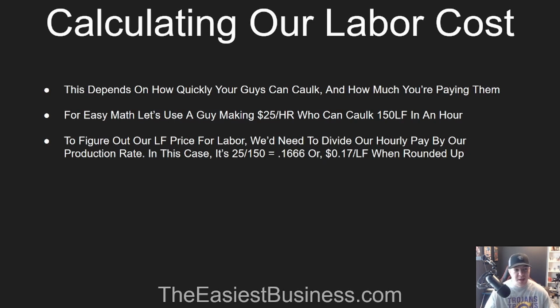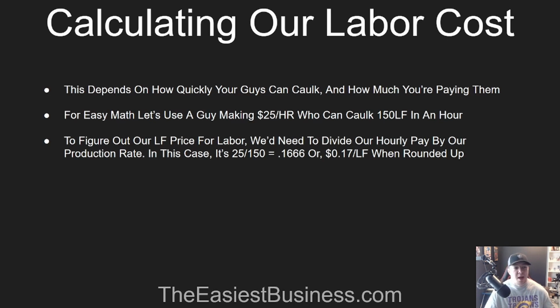Calculating labor costs. This depends on how quickly you can caulk, or your guys can caulk, and how much you're paying them, right? For easy math, let's say you pay yourself $25 an hour, or you pay a guy $25 an hour, and you can caulk 150 linear feet an hour. You can caulk the baseboards in the example we talked about in 3 different rooms in an hour.